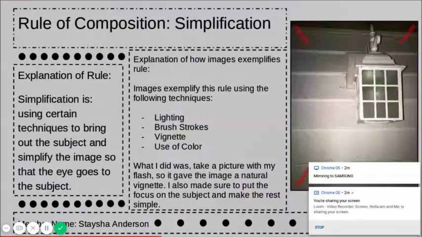So I have simplification. Simplification is using certain techniques to bring out the subject and simplify the image so that the eye goes to the subject. This image exemplifies this rule because it uses vignette to bring the eye to the subject. You can do this by lighting, brush strokes, vignette, and the use of color.